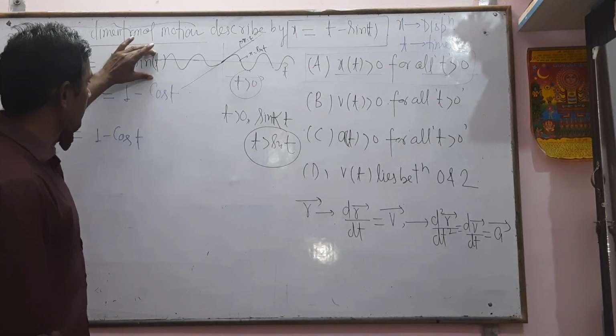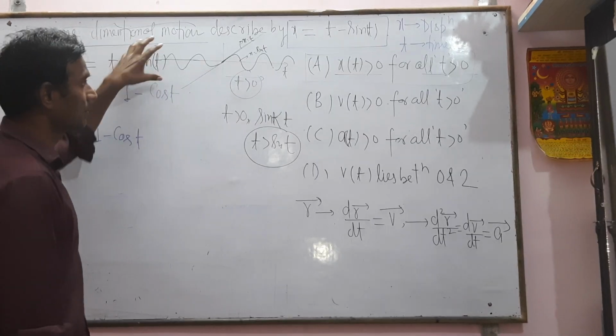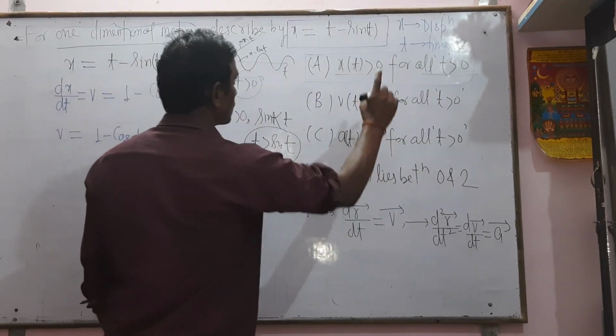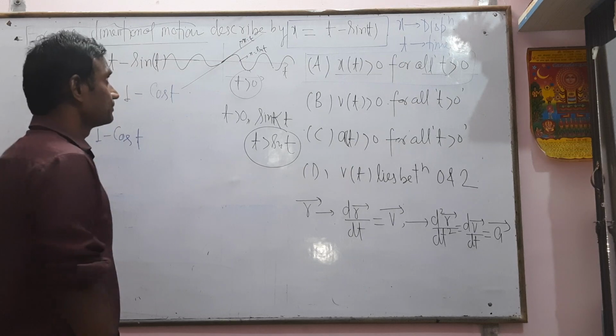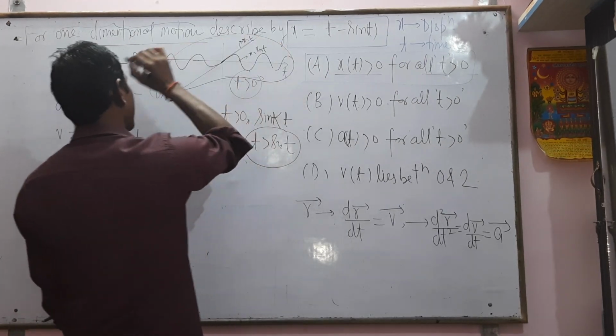So t is greater than sin t, so x is positive. So that number must be a positive number. So x(t) is positive for t positive. Okay, we only have to compare the two functions.